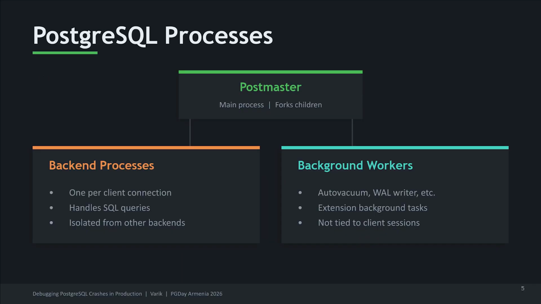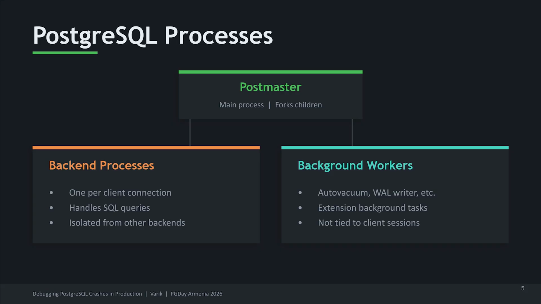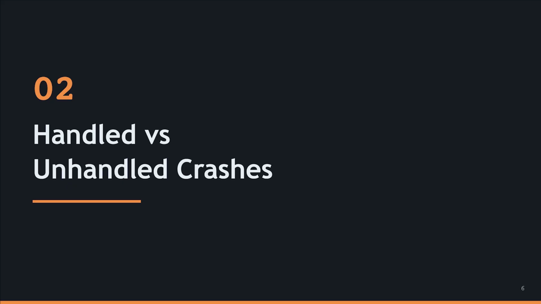Now let's take a brief look at the process architecture of PostgreSQL before going forward. When PostgreSQL starts, it spawns the master process, the postmaster, which then forks a new isolated backend process for each client connection. These backend processes are isolated, but they are connected through shared memory. There are also background worker processes which handle maintenance work, and third-party extensions can register their own background workers. With this knowledge, let's divide the crashes into two parts, the handled and unhandled.